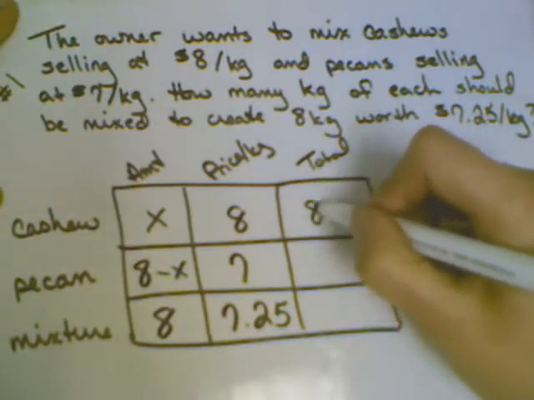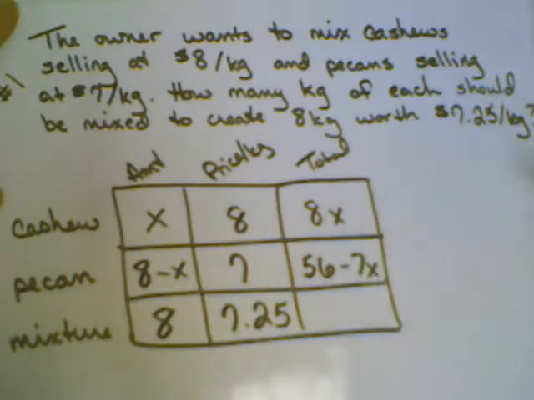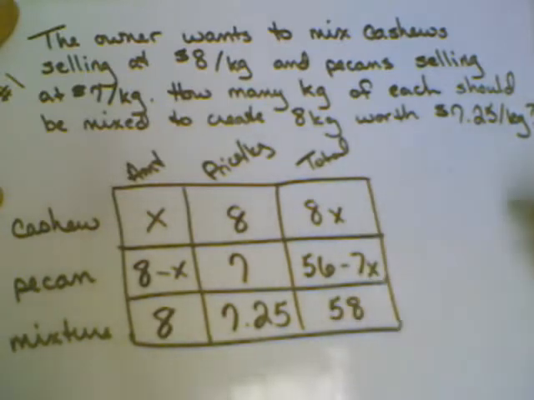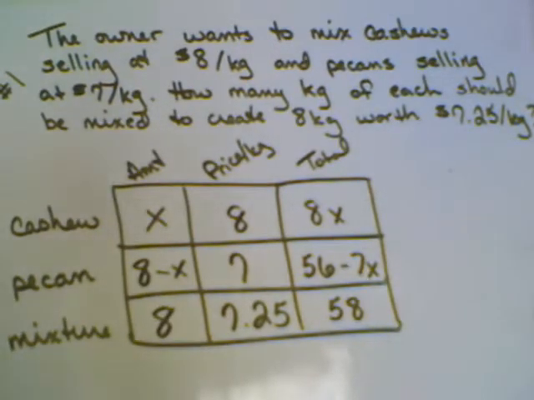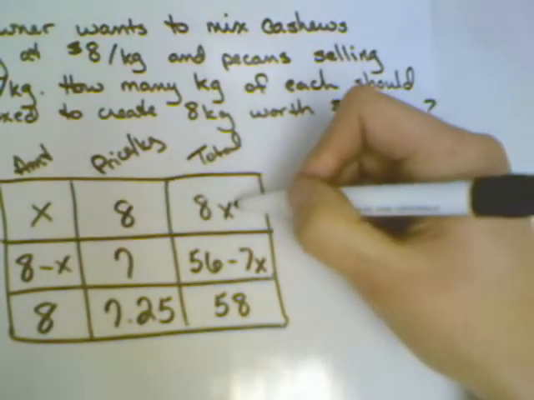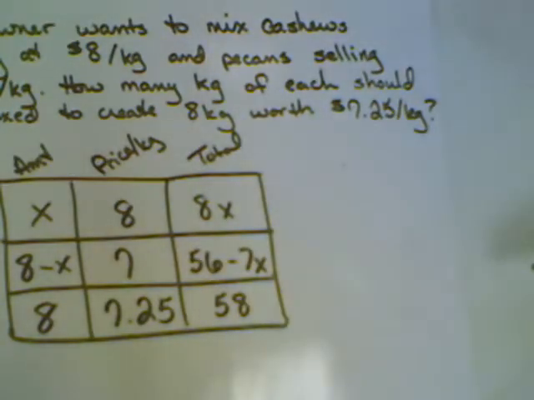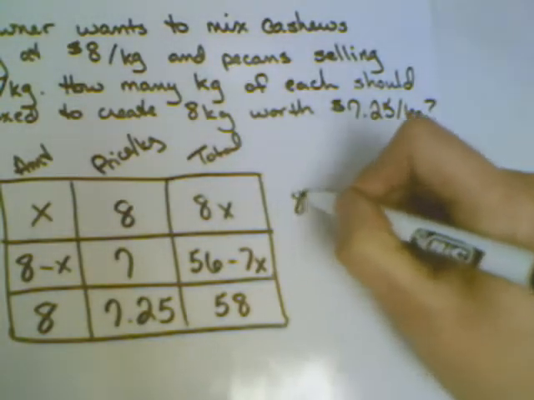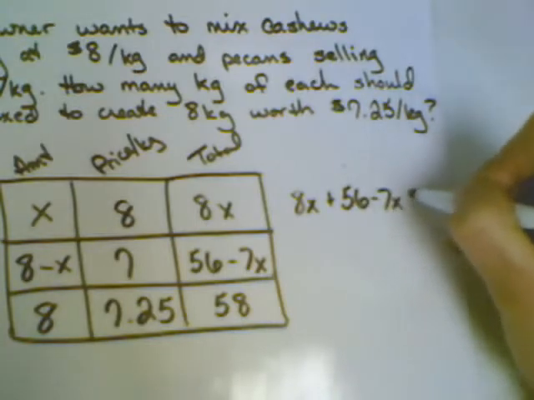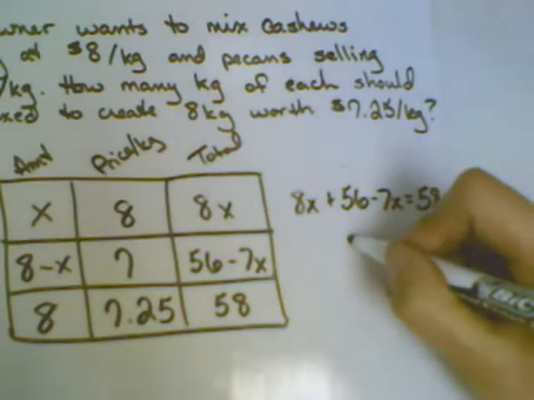Total we will find by multiplying across. 8x, 56 minus 7x, and 8 times 7.25 is 58. From the chart, we can now set up an equation to solve this. If I know that this is the amount of cashews and this is the amount of pecans, this must be the total added together. So I'm going to say that 8x plus 56 minus 7x equals 58.